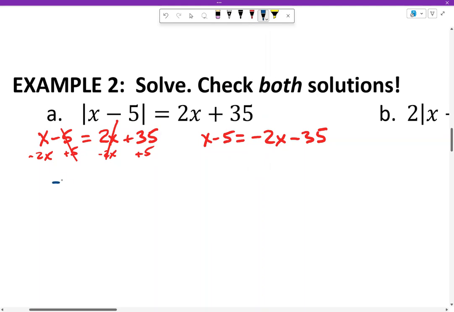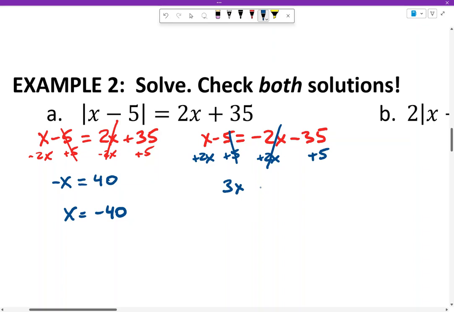So I get negative x equals 40. And so for this equation, x is going to equal negative 40. Over here, we're going to add 2x and add 5 just as before. But this time, I get 3x equals negative 30. So x equals negative 10.